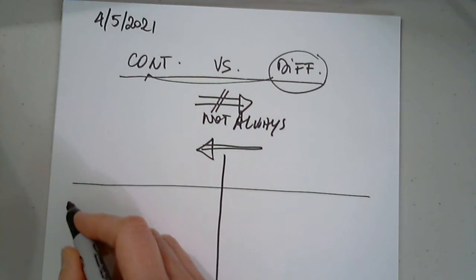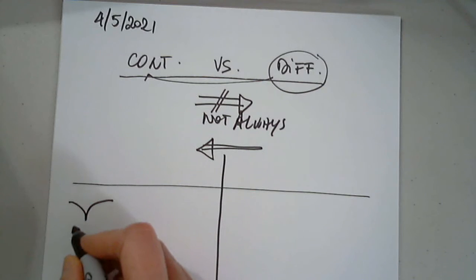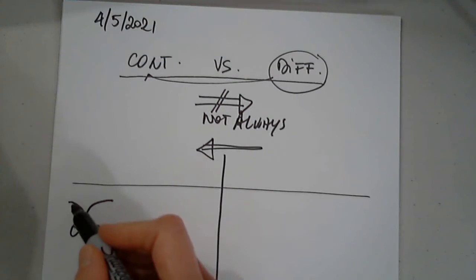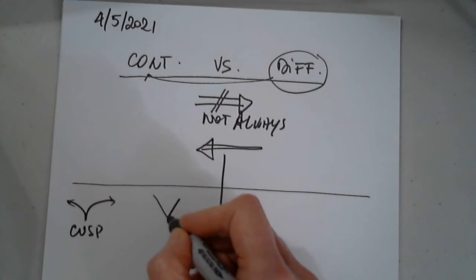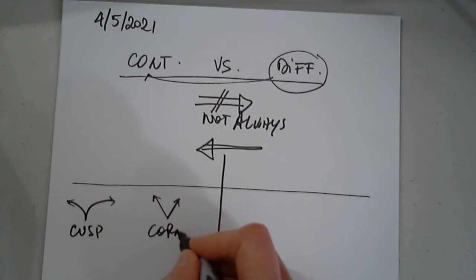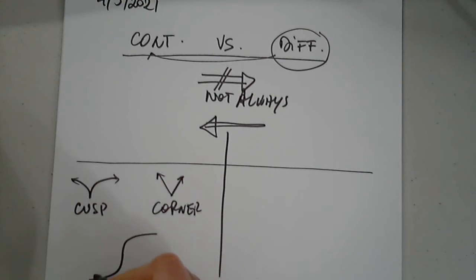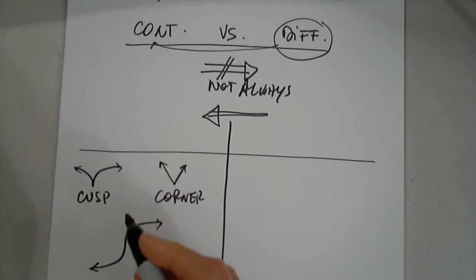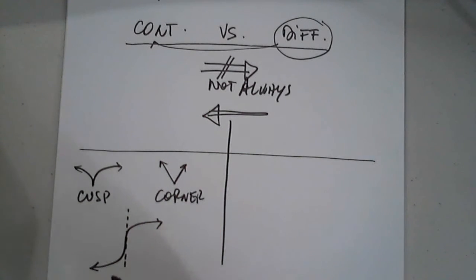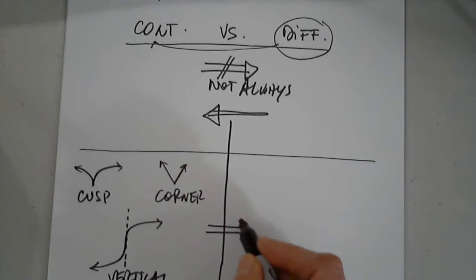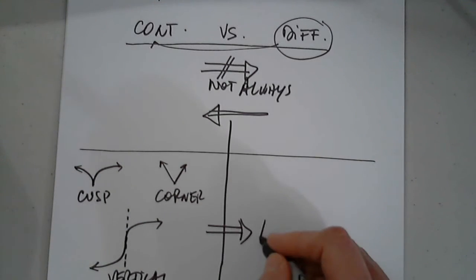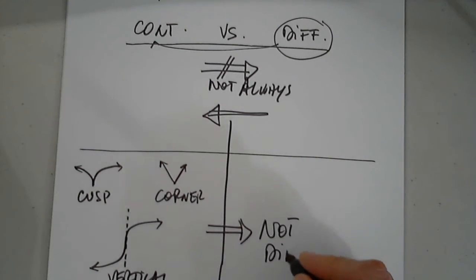Examples of continuous functions. This is a cusp, and the function is continuous. This is a corner, and the function is continuous. Here's another situation, and the function is continuous, but this function right here has a vertical tangent. All these situations that I gave, 1, 2, 3, none of these are differentiable. Not differentiable.